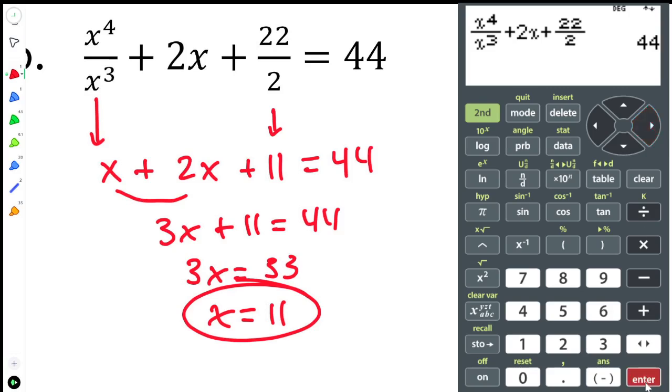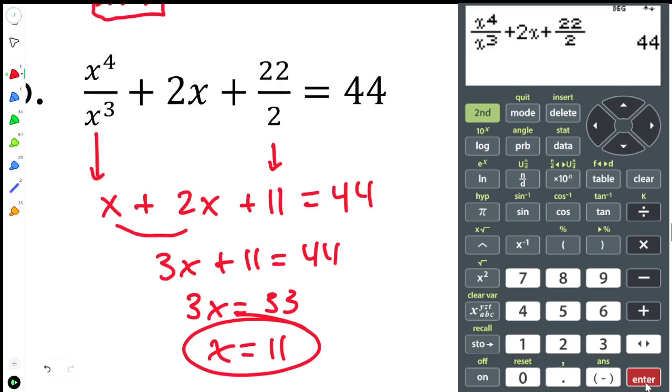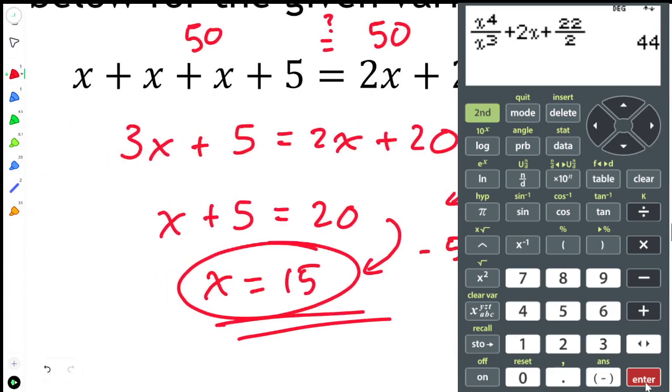My calculator says you get 44, which is great because what I can see is that the left-hand side becomes 44. The right-hand side already is 44. So that means that 11 is definitely my solution. So answer: x is 11.